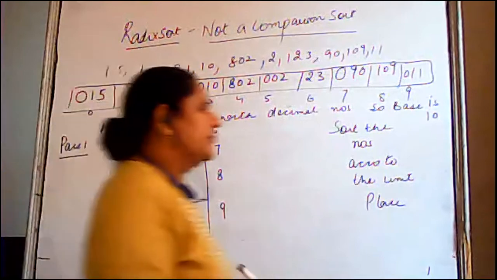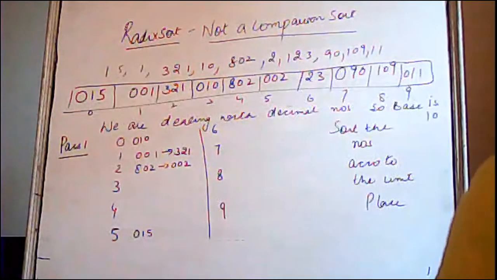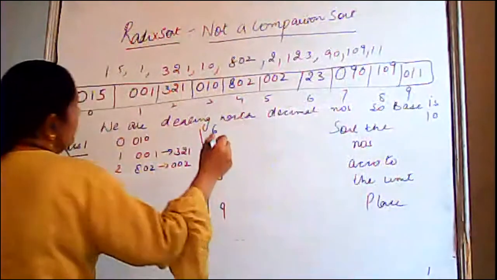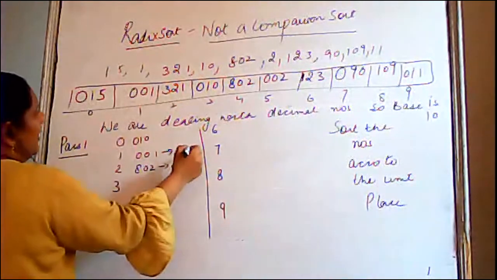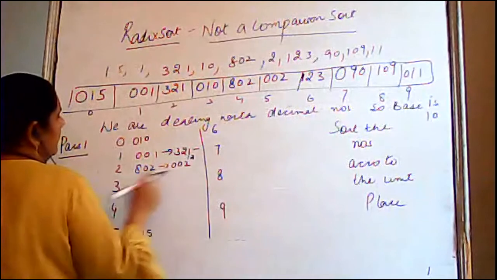Okay. Next number. Next number is 123. So 123 will come here. 120.